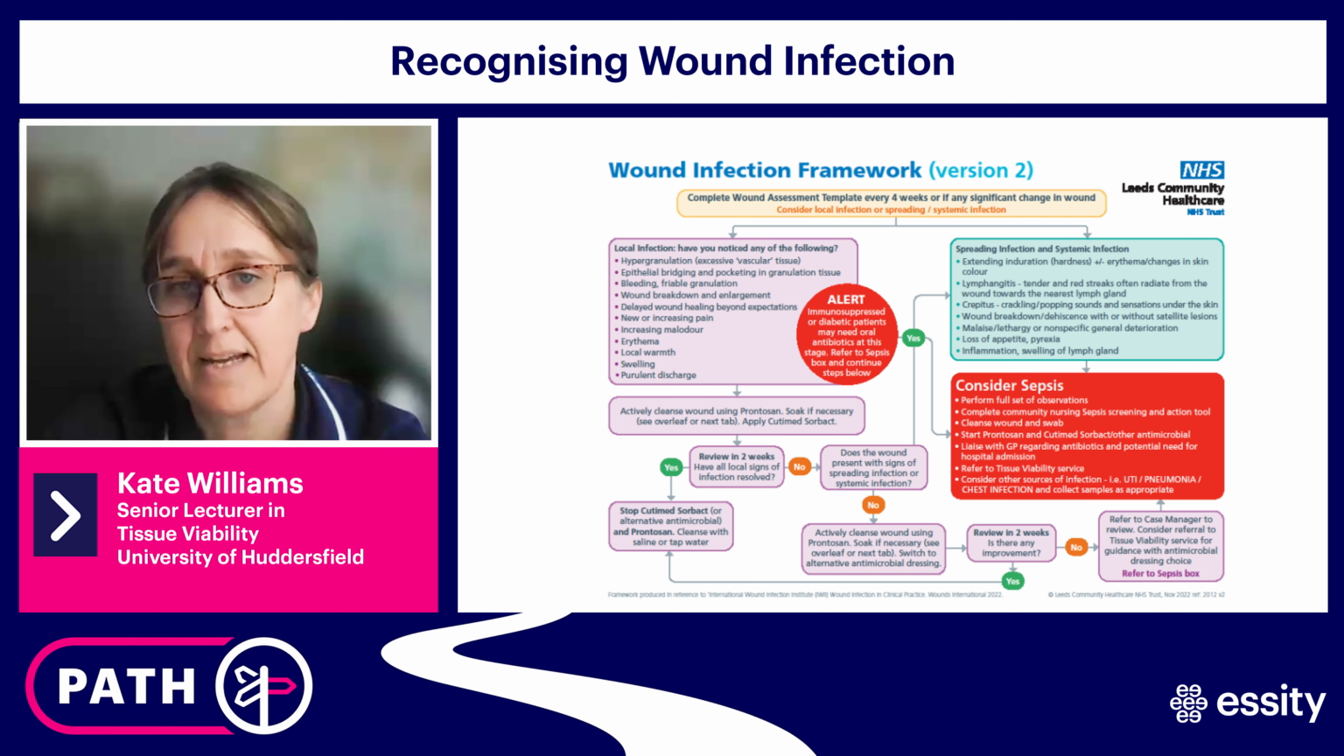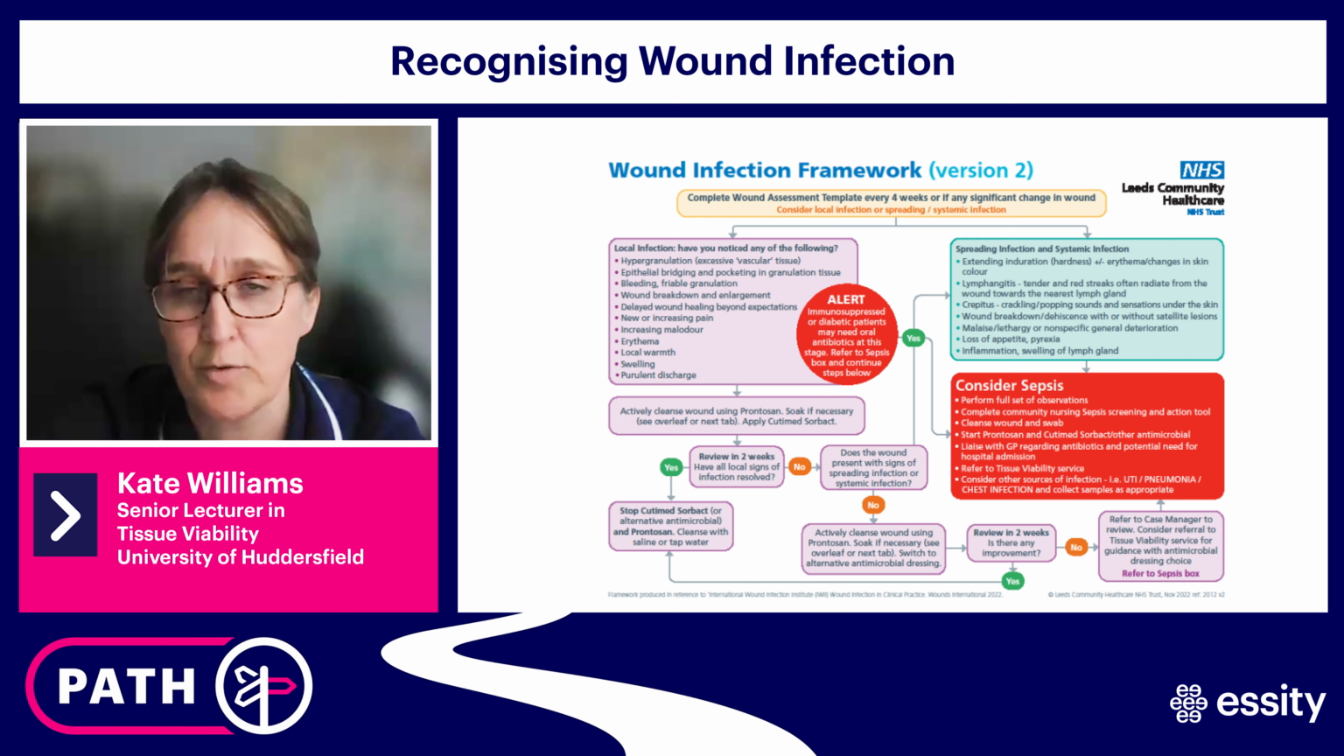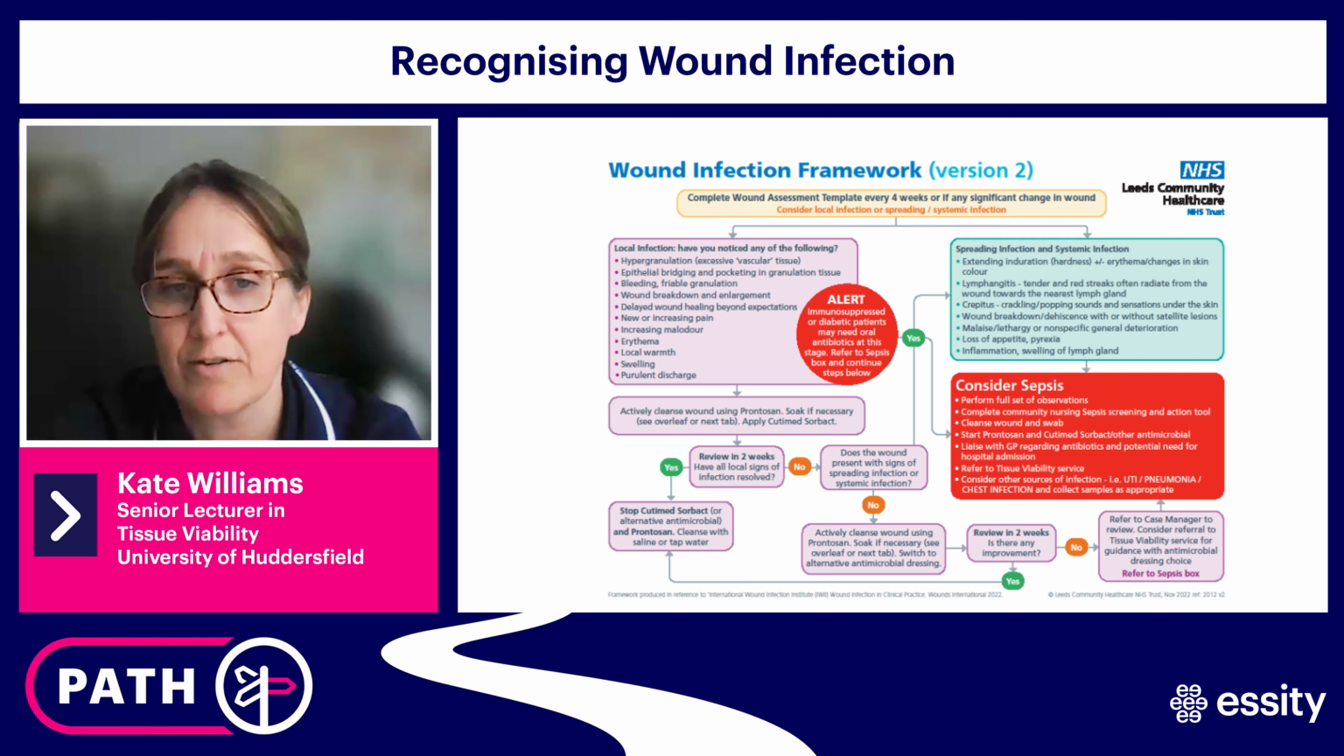On the right-hand side is if the patient has spreading infection and systemic infection, and these are the patients who need antibiotics. So this is where they've got hardness and redness that is spreading up the leg. This is very different to chronic red legs, you might say. So chronic red legs you see in lymphedema, it's not hot, but it is swollen because the whole legs are swollen. So just be very clear on your assessment.